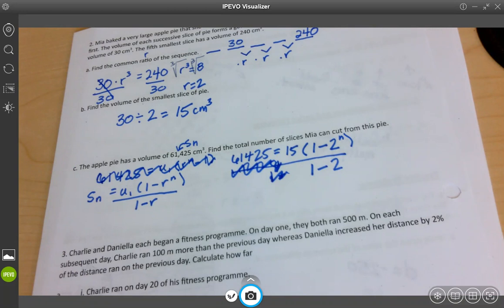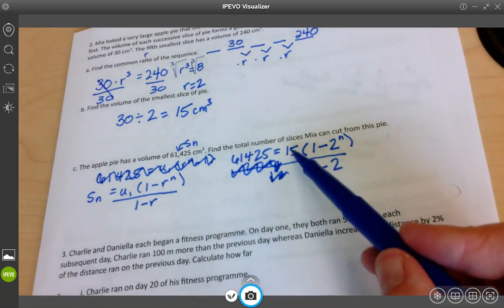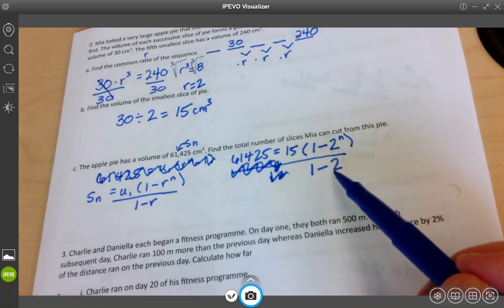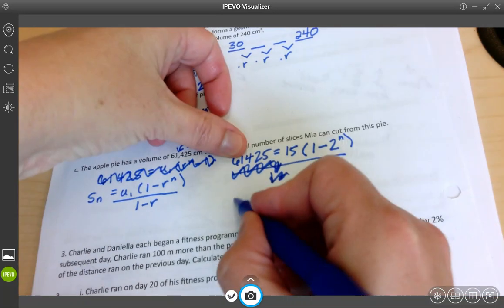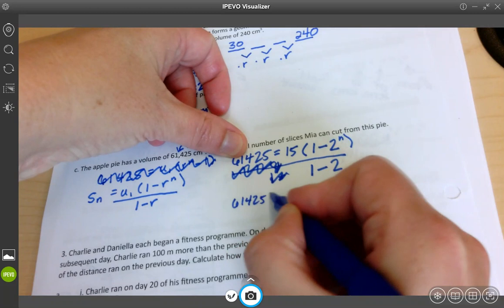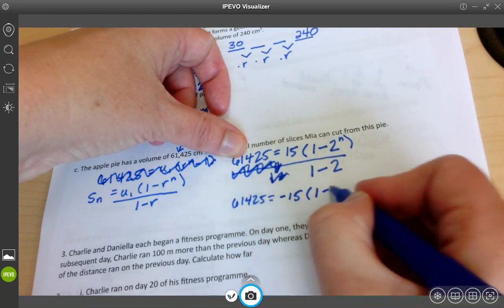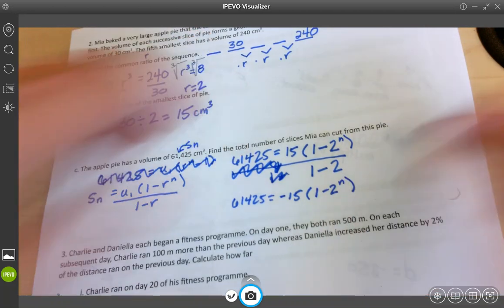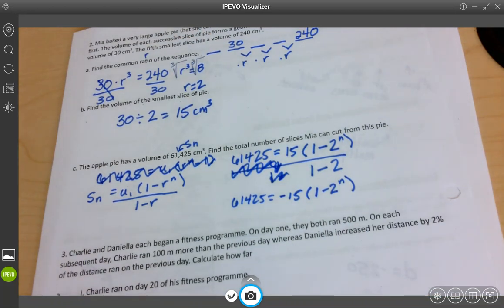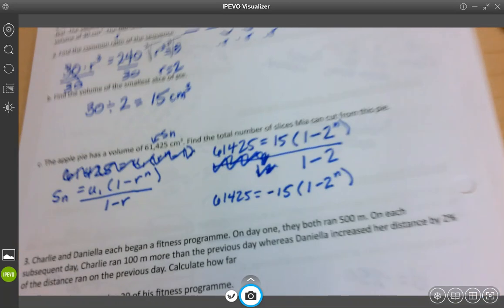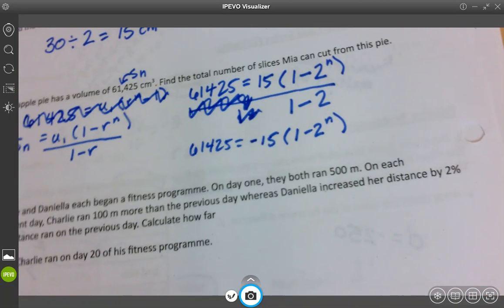Okay. So I can simplify my denominator. What's 1 minus 2? Negative 1. And then what is 15 divided by negative 1? Negative 15. So I have 61425 equals negative 15 times 1 minus 2 to the n. What would be my first step in solving for n? What should I do next?